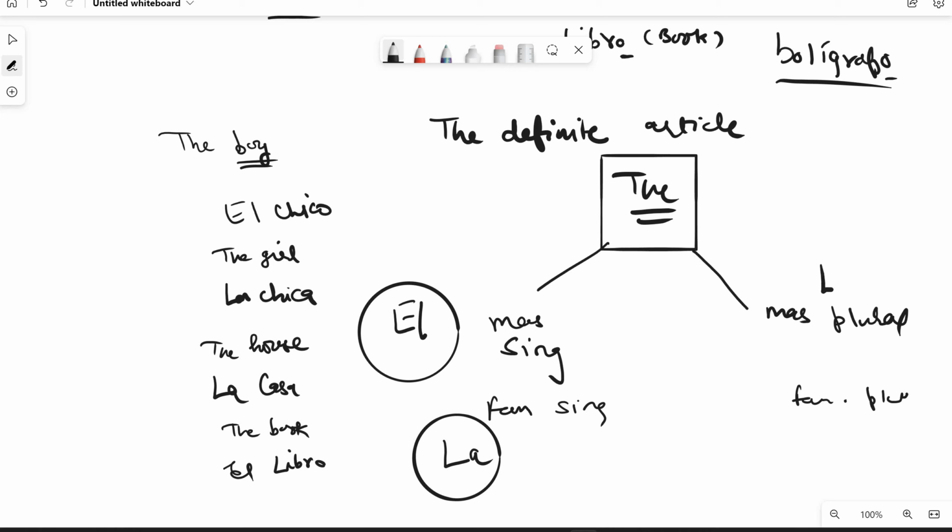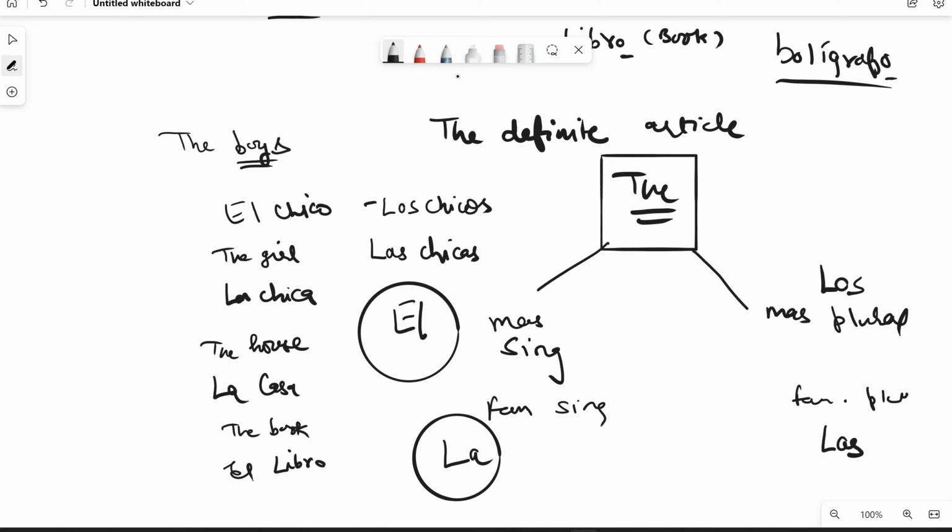You also have plural forms. Masculine plural is los, feminine plural is las. So if I wanted to say the boys, in that case, I would have to say los chicos. If I wanted to say the girls, that would be las chicas.